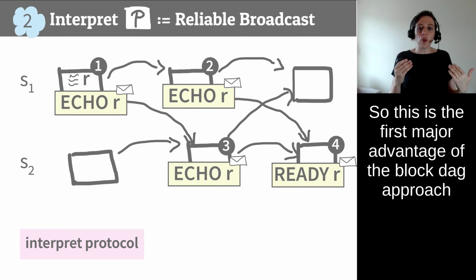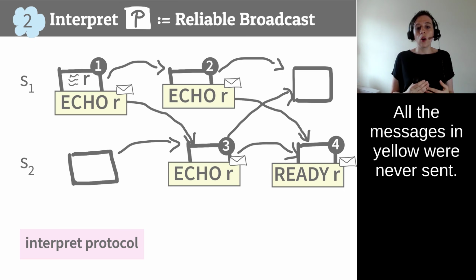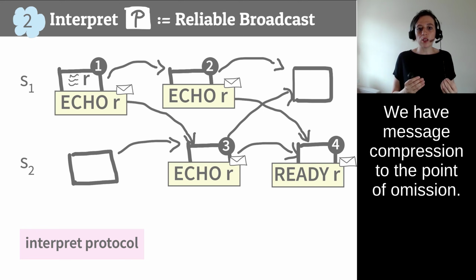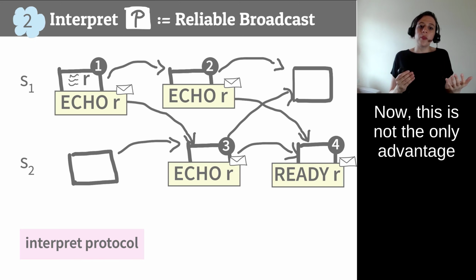So this is the first major advantage of our block DAG approach. All the messages in yellow were never sent. We have message compression to the point of omission. Now, this is not the only advantage.